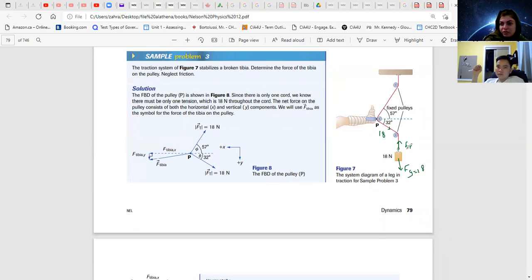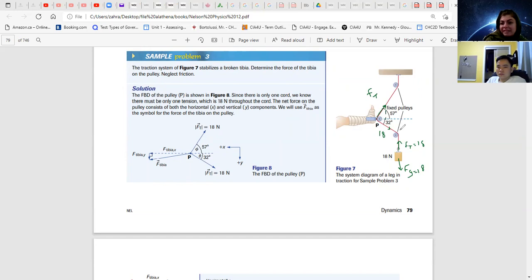Therefore, it's not moving, it's just stationary. Therefore, these two forces, F of T, need to be 18. Since it's the same rope, this tension is going to be 18. So you have that. You have another force of tension, but you don't know the X and Y components of that. So you find the X and Y components of this force, and the X and Y components of this force.